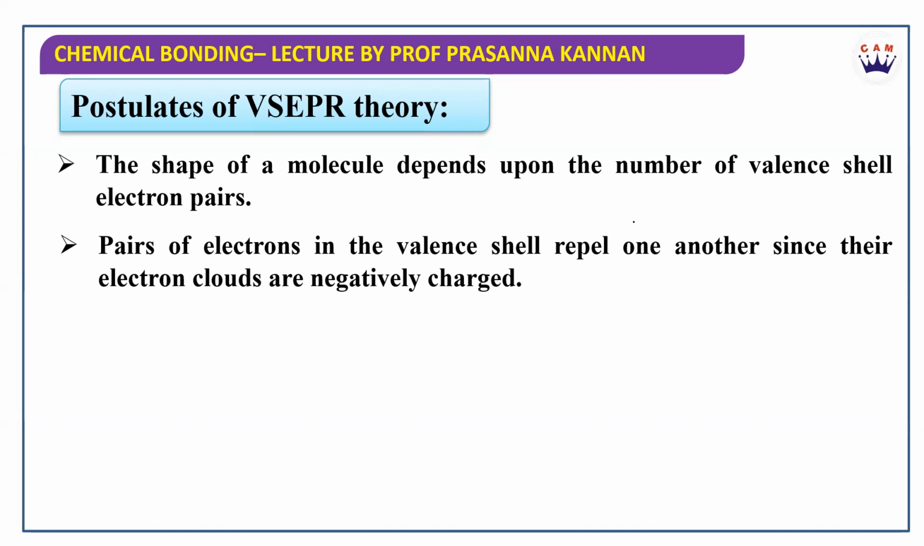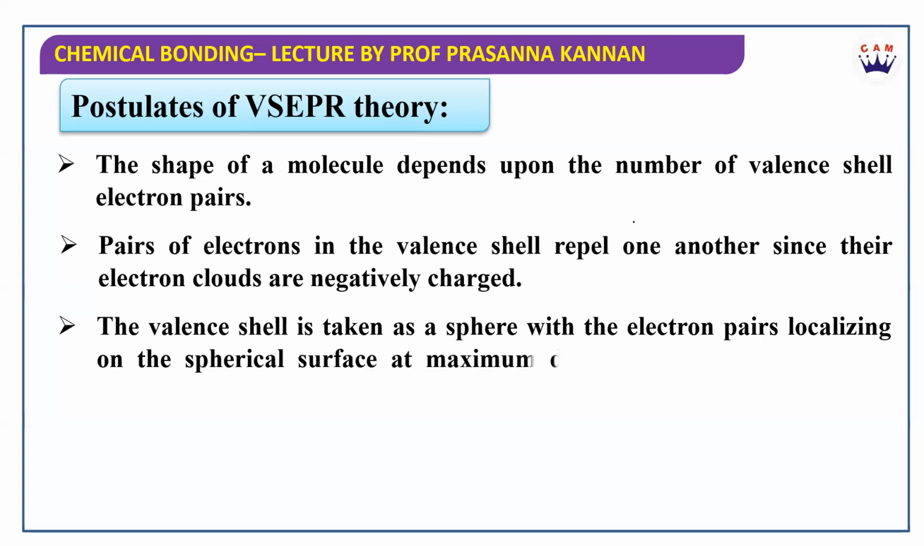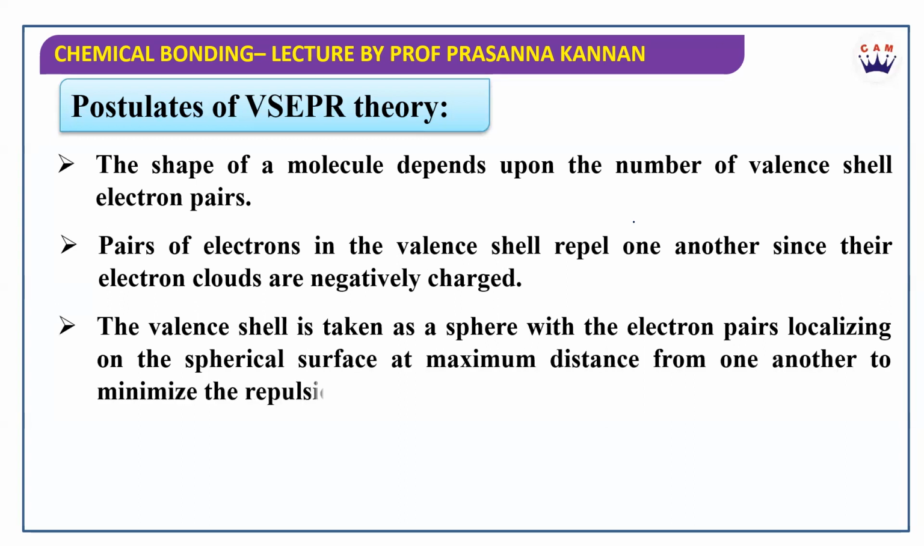You must be thorough with this. I just give you the configuration, I won't even tell you the molecule, but you must be able to tell me the structure. Is it clear? That's very much possible. Do you understand the statement, guys? Pairs of electrons in the valence shell repel one another, since their electronic clouds are negatively charged. Next point: the valence shell is taken as a sphere with electron pairs localizing on the spherical surface at maximum distance from one another to minimize the repulsion.